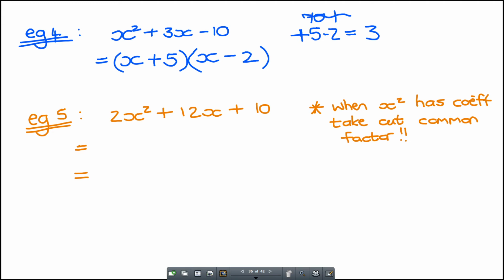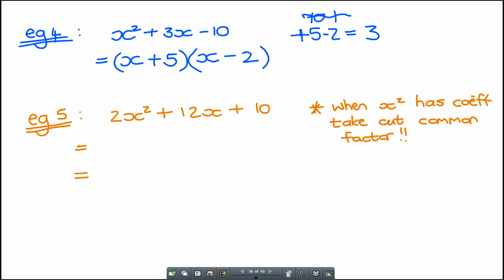Then the last example. What's different here is you will see that up until example 4, we had x squared, meaning there was no coefficient, or there was, but the coefficient was 1 every time. Now all of a sudden we have a number in front of x squared, meaning x squared has got a coefficient. So whenever you see that over here on the right hand side, you will see that I said when x squared has a coefficient, take that specific number out as a common factor.